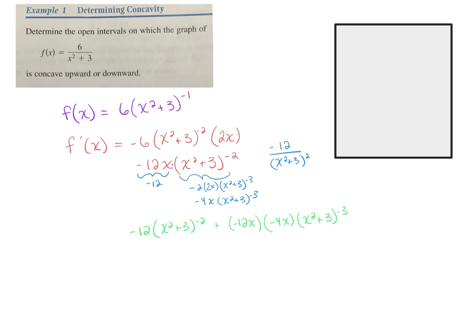Now, when you factor something like this, you factor out the lowest. What's my lowest exponent here? So if I'm factoring out the lowest exponent, I'm actually going to factor out that negative 3 exponent. All right, so I'm going to divide out my (x squared plus 3) to the negative 3, all right?